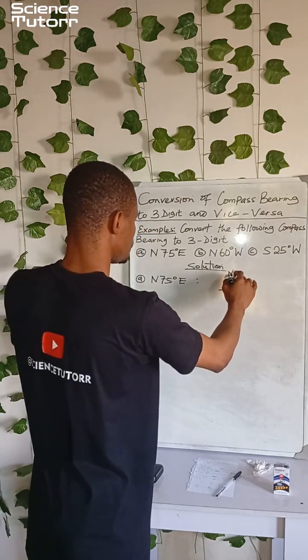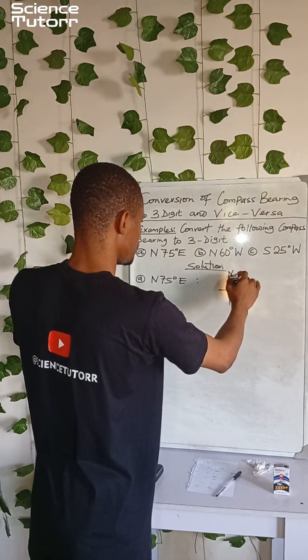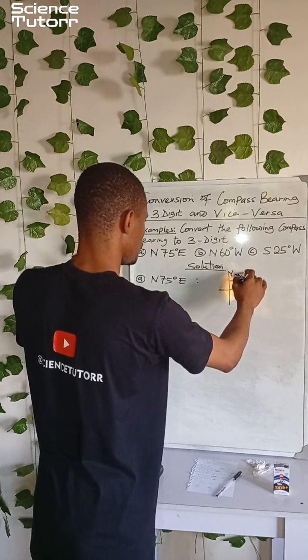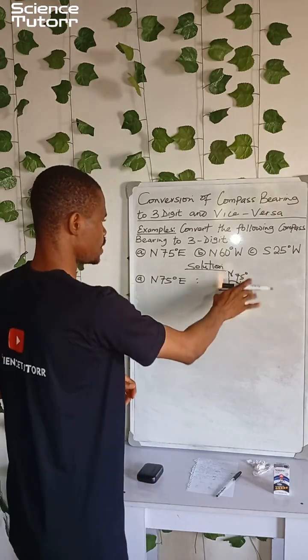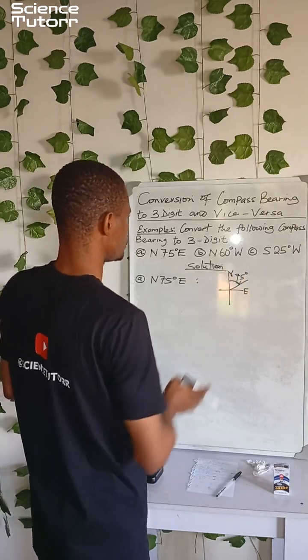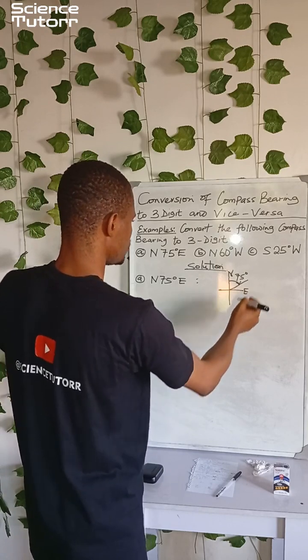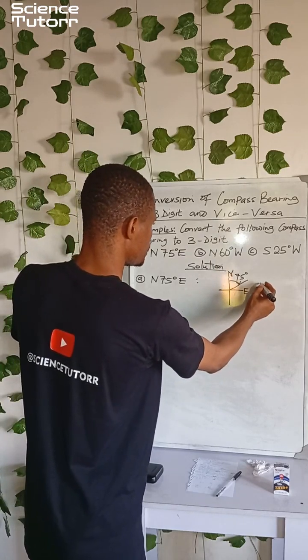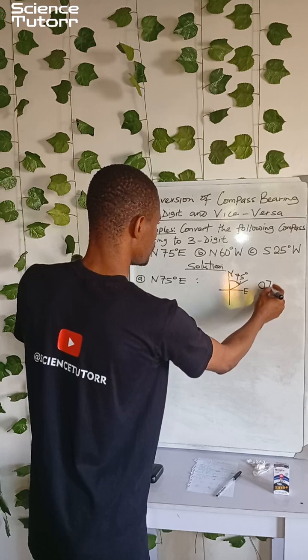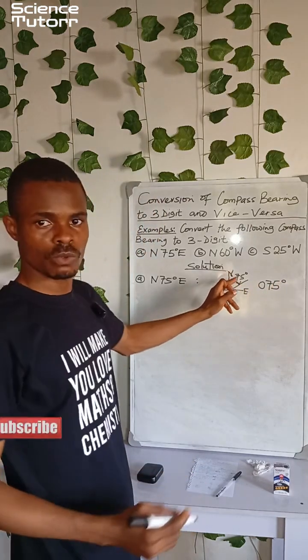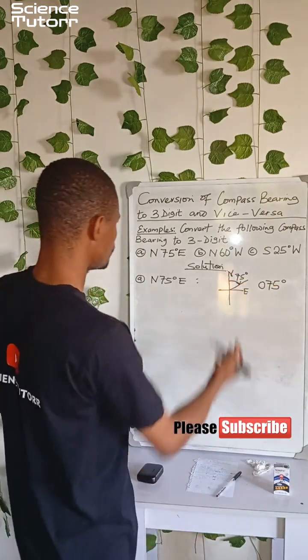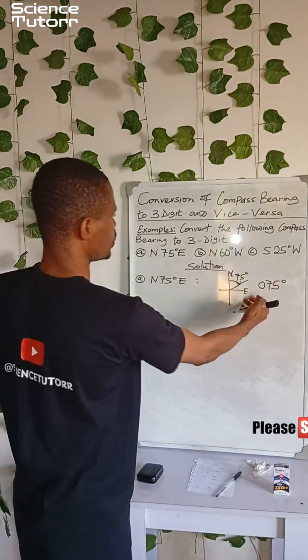So this is 75 degrees. And what it simply means, since it is on the first quadrant, to write this in three digits simply can be written as 075 degrees, since it is at the first quadrant. So that settles it from compass to three digits.